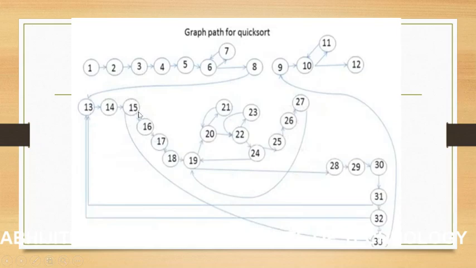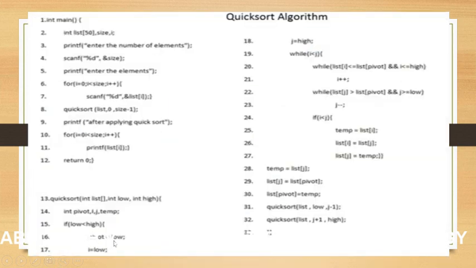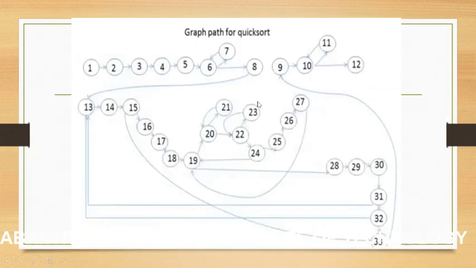So here it will enter into 16. Here we set pivot to low, and all other operations will continue. So like this, we have constructed one simple graph for every node, and each and every flow is properly mentioned in this graph. See, these are all the nodes, and these are all the edges in this graph.